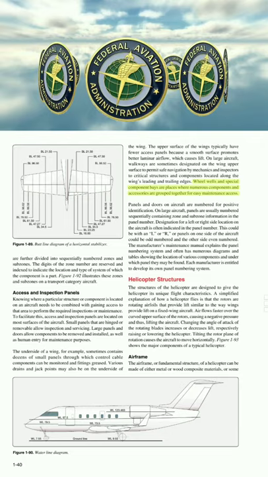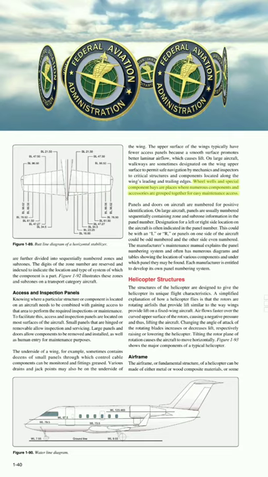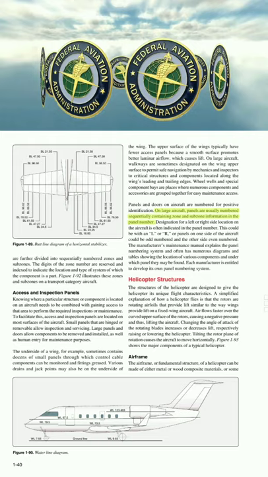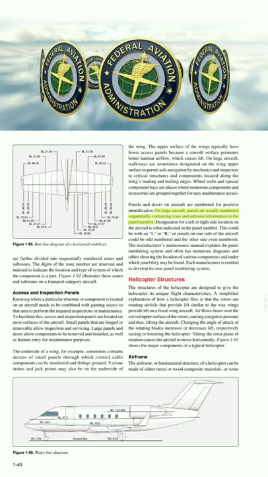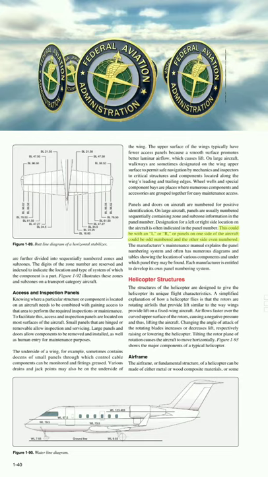Wheel wells and special component bays are places where numerous components and accessories are grouped together for easy maintenance access. Panels and doors on aircraft are numbered for positive identification. On large aircraft, panels are usually numbered sequentially containing zone and subzone information in the panel number. Designation for a left or right side location on the aircraft is often indicated in the panel number. This could be with an L or R, or panels on one side of the aircraft could be odd numbered and the other side even numbered.